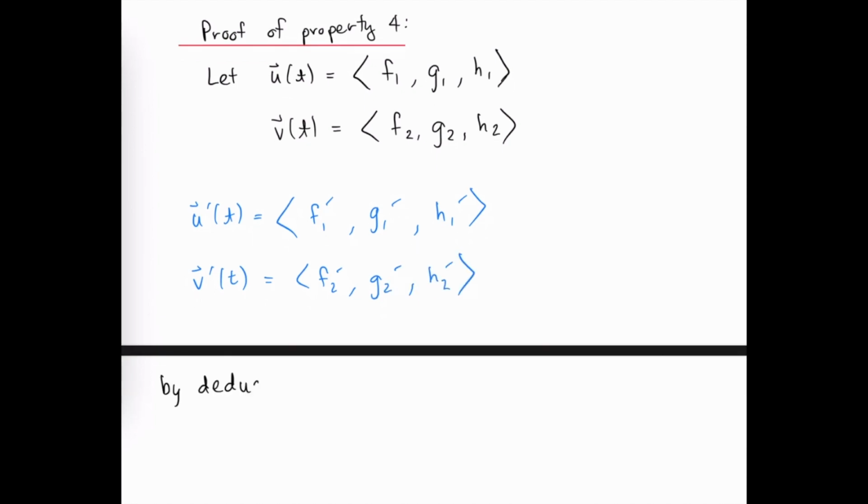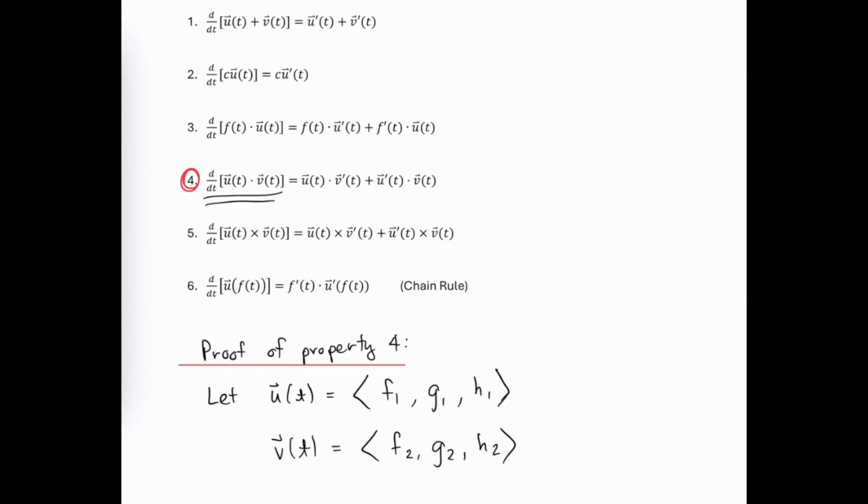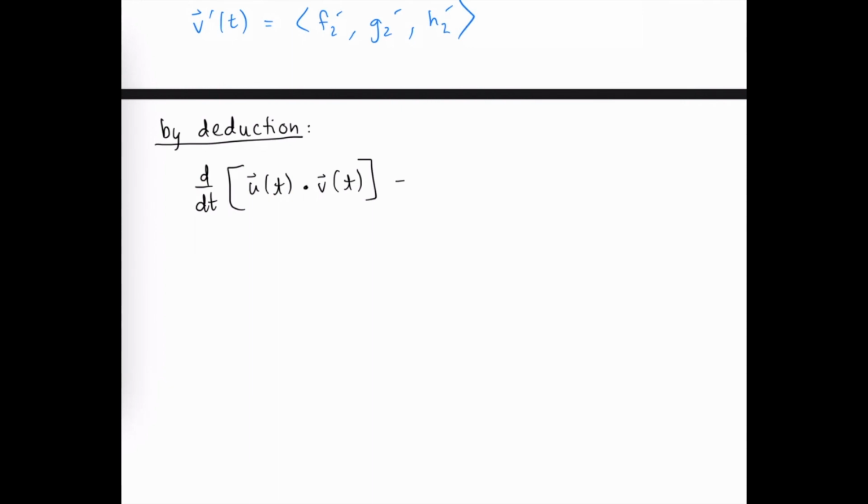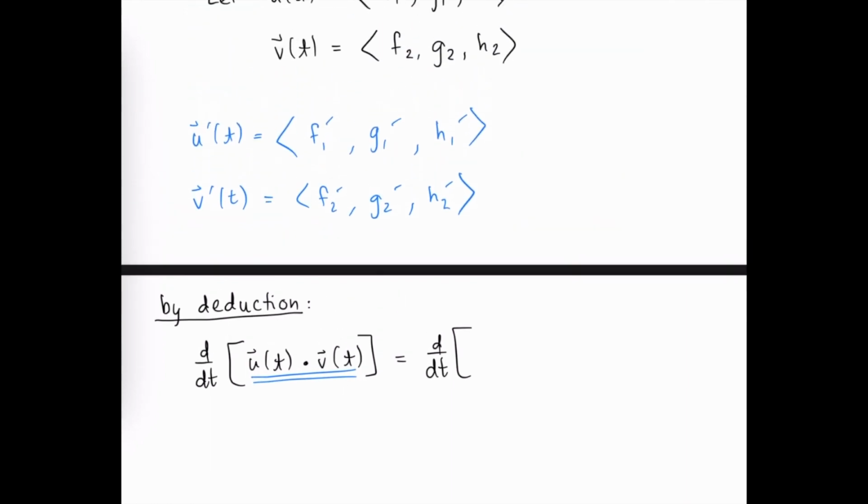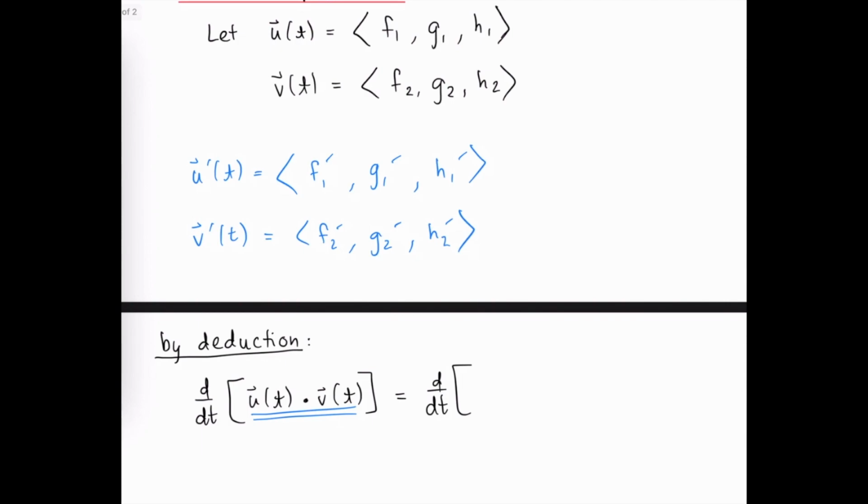So for this proof, we're going to use deduction, which means that we'll start with the left-hand side and work with the left-hand side until what we come up with is the right-hand side. So here's our left-hand side, and what we'll do first, we'll actually find the dot product on the inside here. Now, since we declared u to be f1, g1, h1, and v to be f2, g2, h2, the dot product is going to be f1 scalar product times f2 plus g1 scalar product times g2.